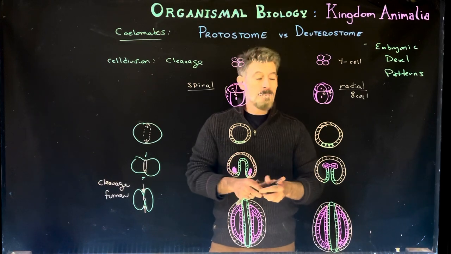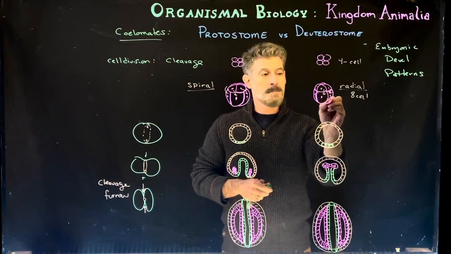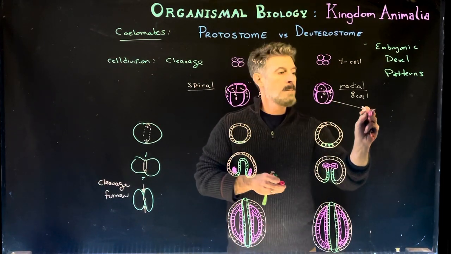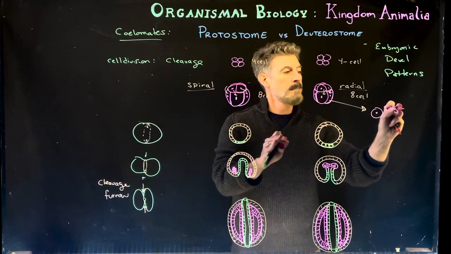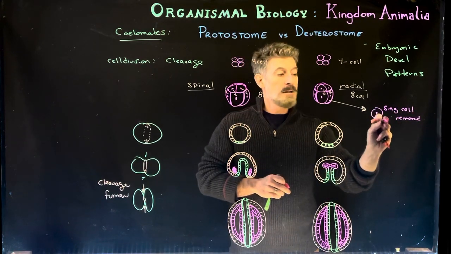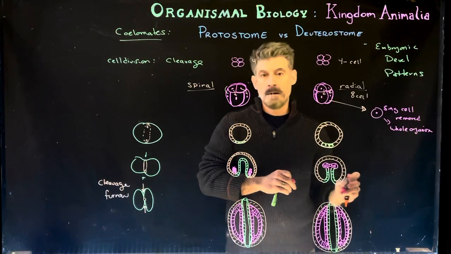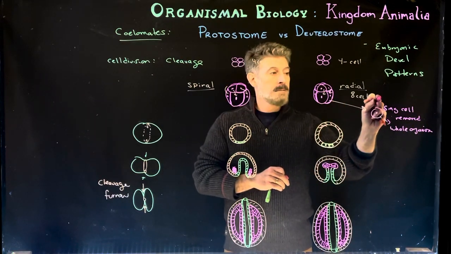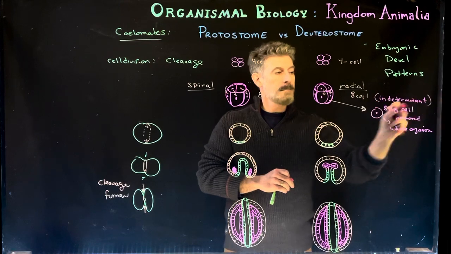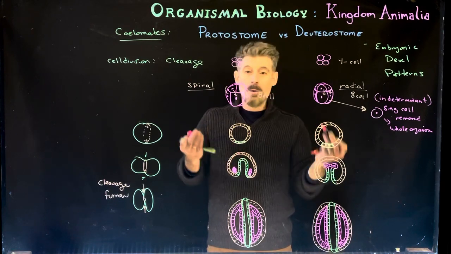At this stage, we can also point out an additional difference. If you were to take one of the cells of this organism, like remove a cell itself, so a single cell is removed, that cell will then start to undergo cleavage and can become a whole organism. That's called indeterminate, meaning the fate of that cell is not yet determined. It has the genetic information to become the whole organism.